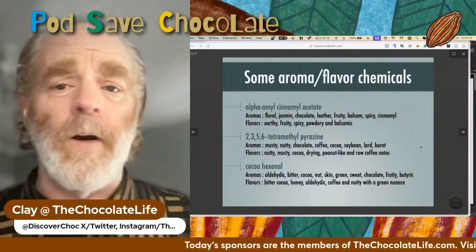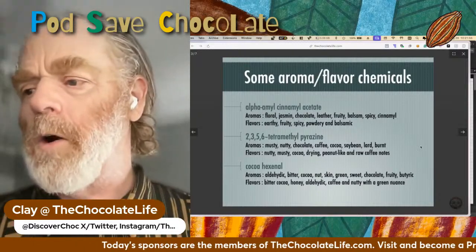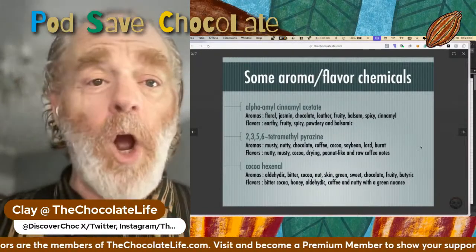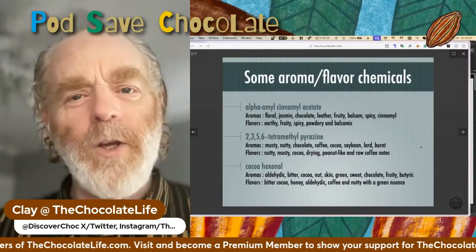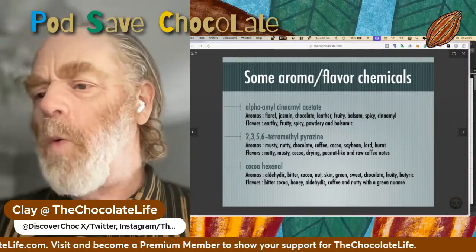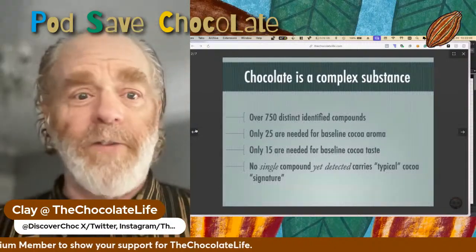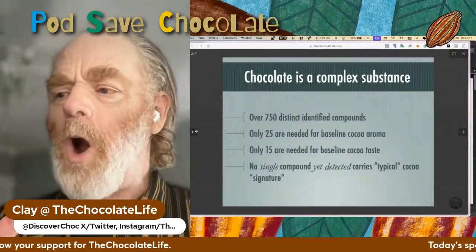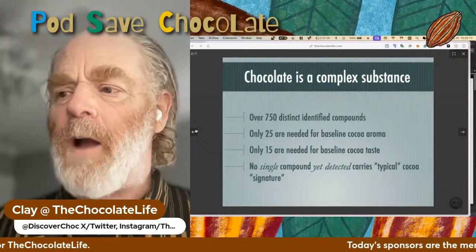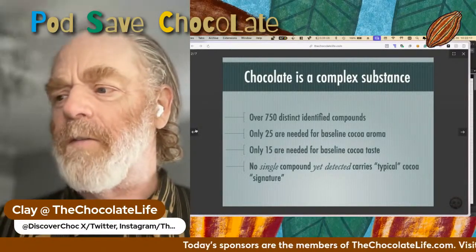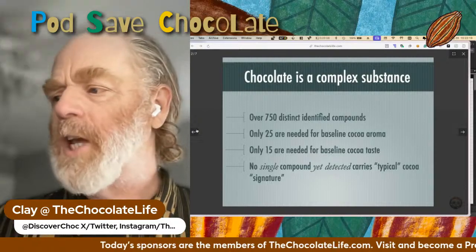And then there is a flavor. There is a chemical called cocohexanol, which is aldehydic, bitter. They're on the list here. I'm not going to read all of them, but you get an idea that while there are lots, going back to the previous slide, for those of you who are listening, there are over 750 distinct compounds, 25 needed for baseline aroma, 15 needed for baseline cocoa taste.